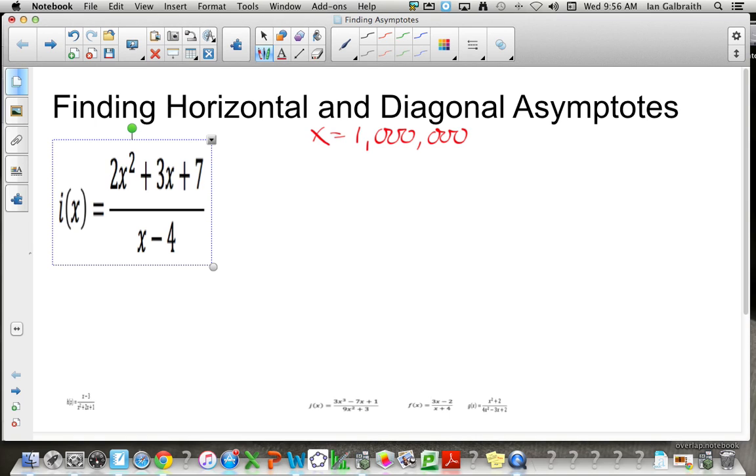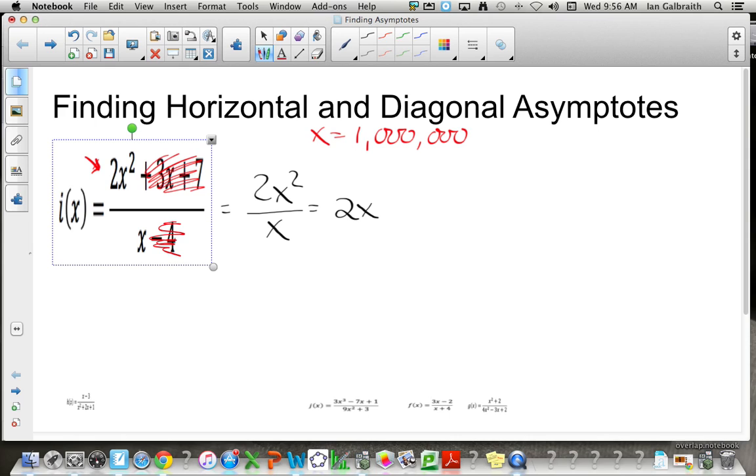That means on the top I've got 2 trillion. This will again be 2 trillion because we're squaring 1,000,000. And then 2 trillion compared to 3,000,007, these are super insignificant. They don't really matter anymore. On the bottom, 1,000,000 take away 4. It might as well just be 1,000,000, insignificant in comparison. And so what we got now is 2x squared over x. This simplifies simply to 2x.